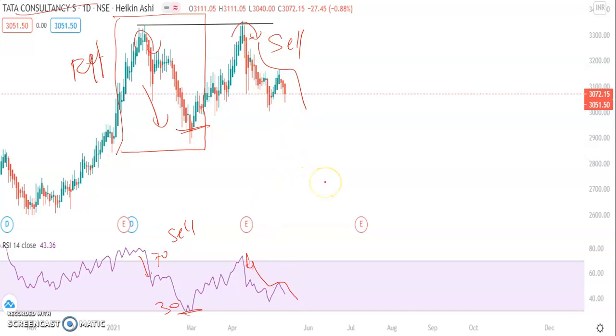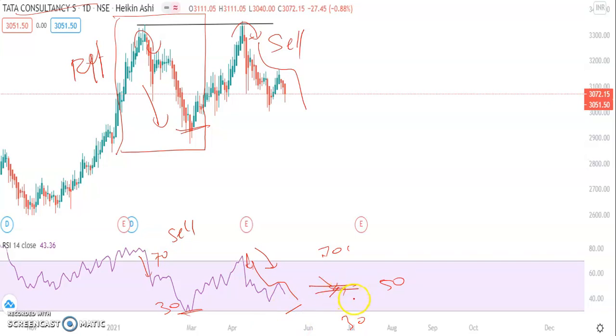Okay, and one more important thing: if you want to take a conservative approach and you don't want to take a risk initially, then instead of waiting for 70 or 30, I recommend you exit at the 50 point. Whenever you sell here, exit when the RSI line reaches 50. Whenever you buy here, exit when the RSI line reaches 50.